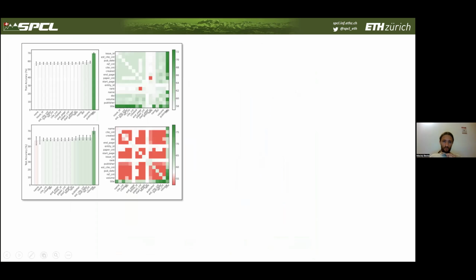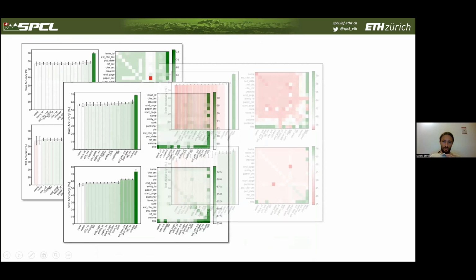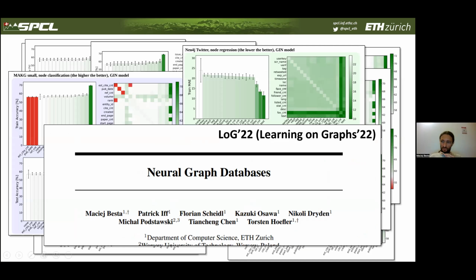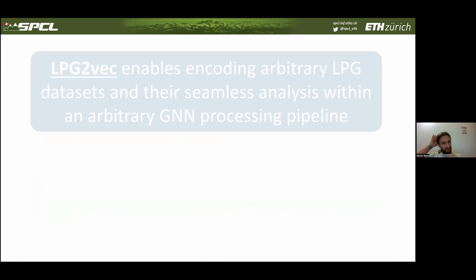We have many more results in the paper that was published last year at the conference called Learning on Graphs, where we also analyze correlations between different types of properties. So go ahead and check it if you would like to know more details. Now, a very brief summary about this part.